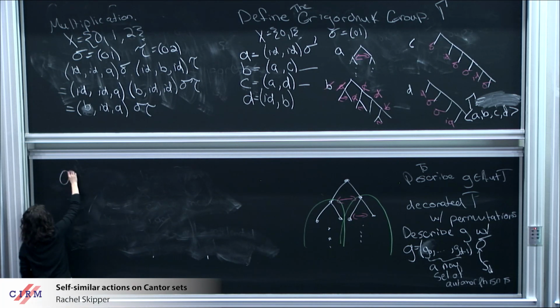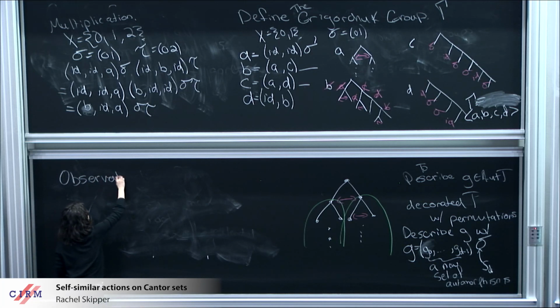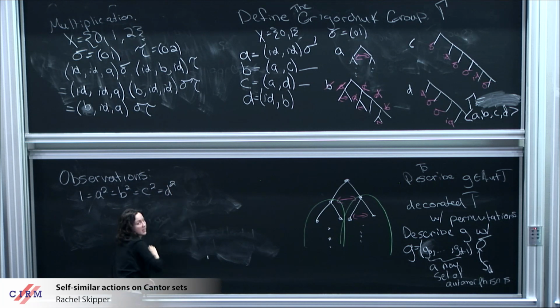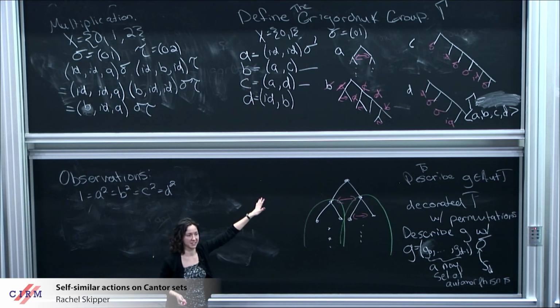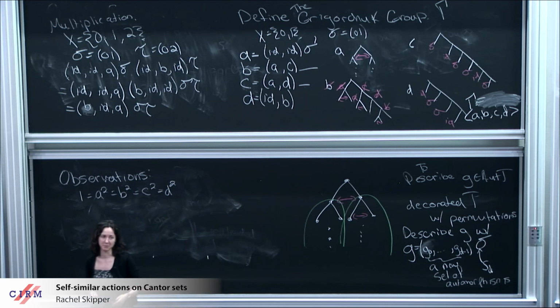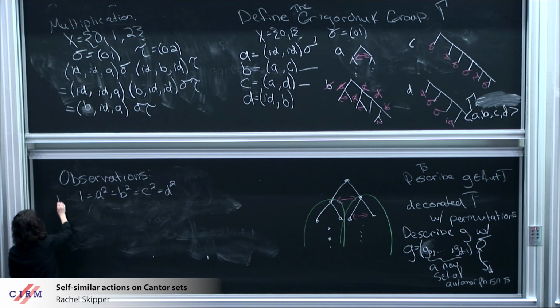Observations. The first thing I want you to observe is that each of these generators has order 2. So 1 is equal to A squared, is equal to B squared, is equal to C squared, is equal to D squared. What's happening here is none of these permutations are actually lying on a descendant of any of the others. So the way we've drawn them here, they don't interfere with each other when you multiply things. You're just going to be multiplying those permutations out, and since sigma is the 0-1 swap, it's just going to get killed everywhere. So this is observation 1.